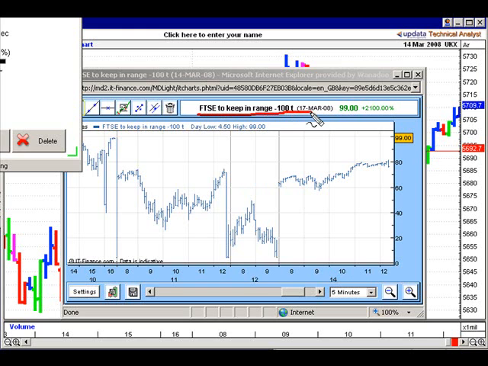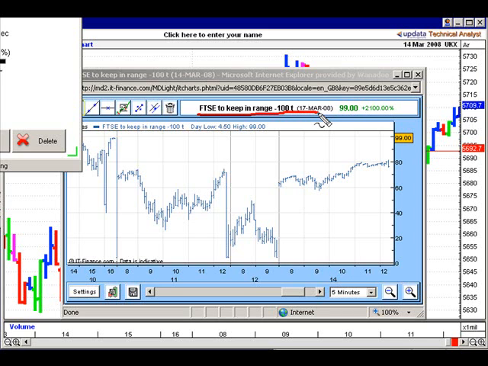FTSE to keep in the range, plus 100 to minus 100. These are what I call tunnel bets. It's an IG Index chart. Now the tunnel bet is my favourite bet. You can get it totally wrong and still make money. And the point with the tunnel is that you're actually betting that FTSE will keep in the range plus 100, minus 100 from the prior close. That red line I drew on the chart.